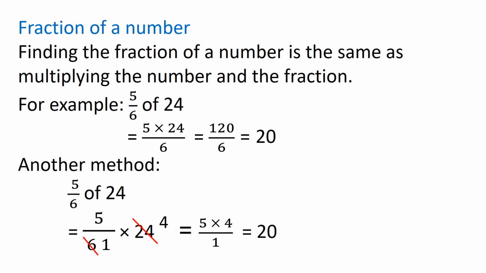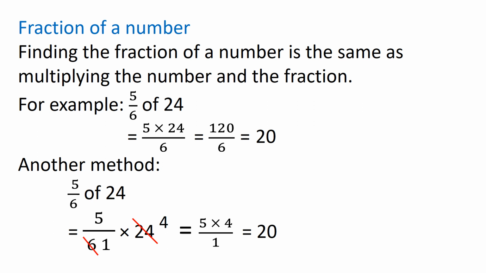Fraction of a number. Finding the fraction of a number is the same as multiplying the number and the fraction. For example, 5 upon 6 of 24, which will be equal to 5 into 24 upon 6. 24 5s are 120 upon 6, which is equal to 20.